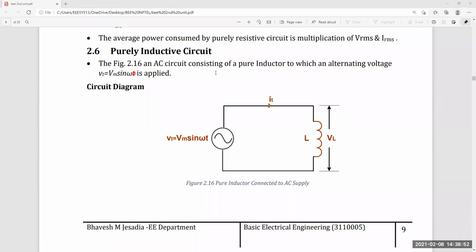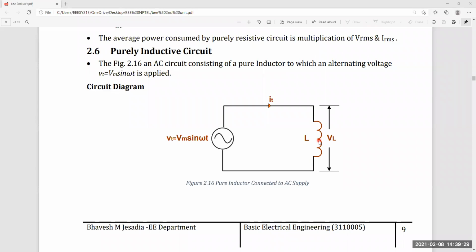Then the inductor, the purely inductive circuit. This is the circuit diagram. V(t) is Vm sin omega t, and this is the inductor. Only the inductor, with resistance 0. You know well that an inductor opposes sudden changes in current. That's why, across the inductor, the current lags. Try to concentrate: the inductor opposes the sudden changes in current, and it stores energy in the form of an electromagnetic field.